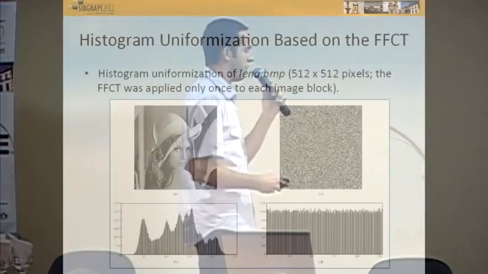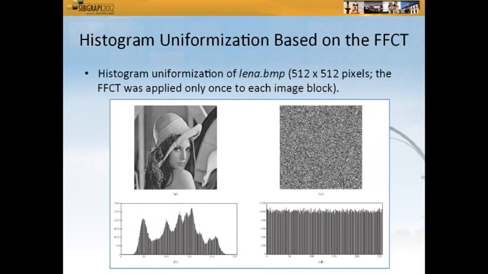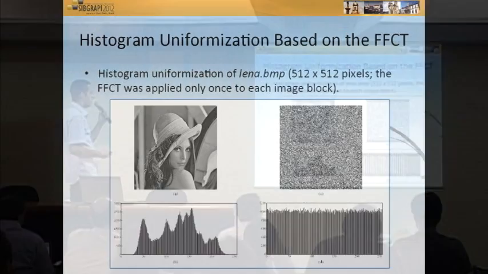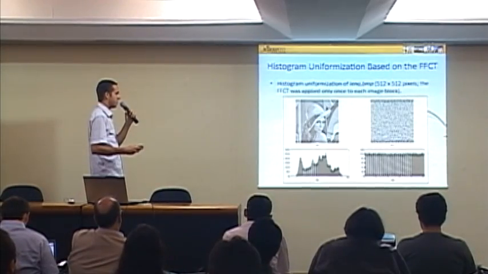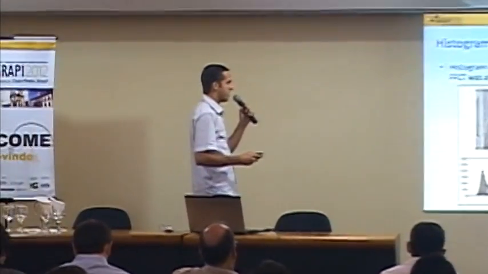So here is the first result of this method. We uniformized the histogram of the image Lina with these dimensions. And in this case, the FFCT was applied only once to each image block. Here we have the original image and its histogram, and here we have the transformed image using our method and the resulting histogram. We can see here that the histogram has a uniform aspect.